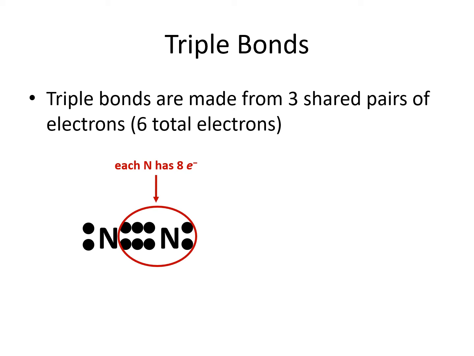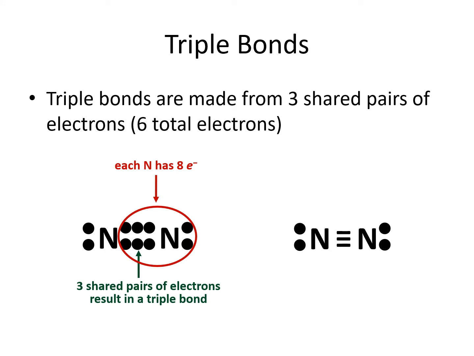Each nitrogen gets 6 electrons from the triple bond and 2 electrons from a lone pair to make 8 on each nitrogen. Instead of drawing it as 6 dots, we can draw 3 lines on top of each other.